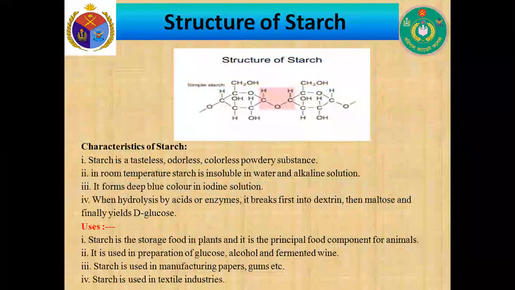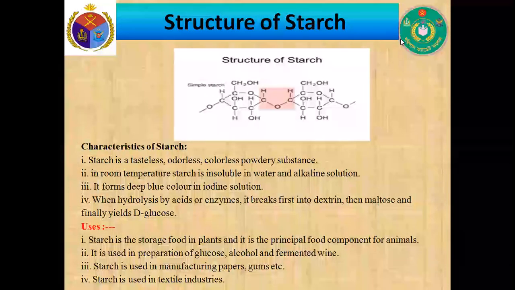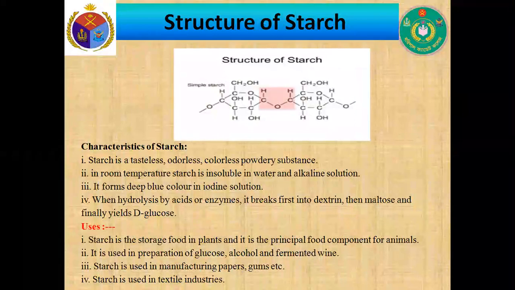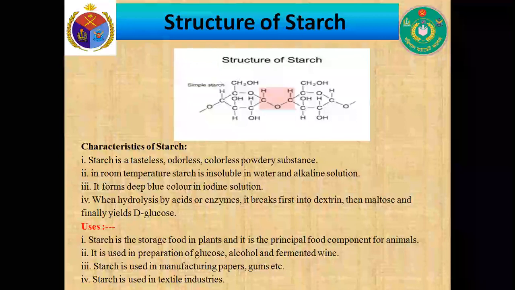Now, structure of starch. Characteristics of starch. Starch is a tasteless, odorless, colorless, powdery substance. At room temperature, it is insoluble in water and alkaline solution. It forms a deep blue color in iodine solution. When hydrolyzed by acid or enzyme, it breaks first into dextrin, then maltose, and finally D-glucose.